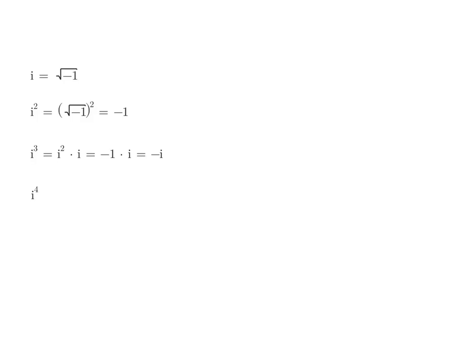The last one we really need to look at is i to the fourth. Okay, i to the fourth, is it 1? Why do you say it's 1? Because it's i squared times i squared. I squared times i squared, yep. Negative 1 times negative 1, which is 1.